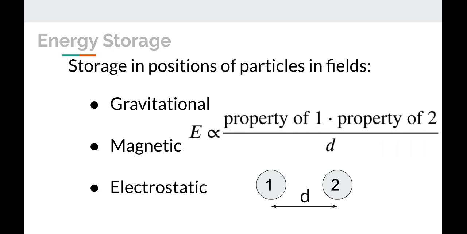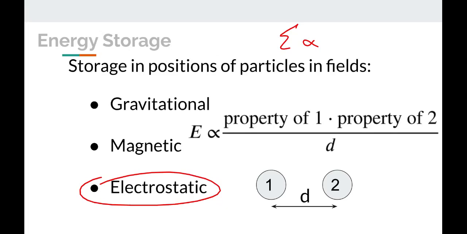We have already seen the most important one of this for us, which is Coulomb's law. That's the electrostatic energy storage model, where we know that the energy is going to be proportional to the charge on one object times the charge on the second object divided by the distance between them. So that isn't Coulomb's law, but that's derived from Coulomb's law and the definition of work.